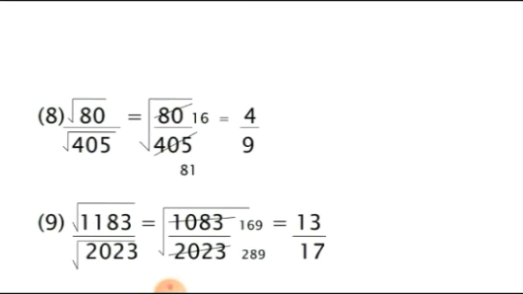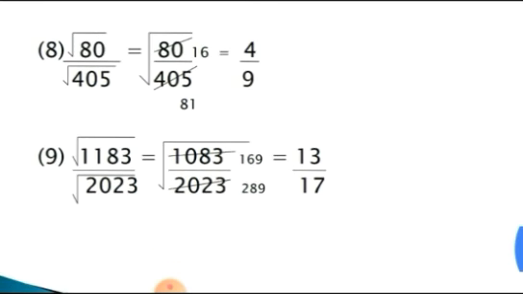Question number 8. Here square root of 80 upon square root of 405 is given. First you write only one square root sign, then write 80 by 405. This number is cancelling, now you cancel this number. After cancelling, the number is 16 by 81. Then the square root of 16 is 4 and the square root of 81 is 9. That means the answer is 4 by 9.